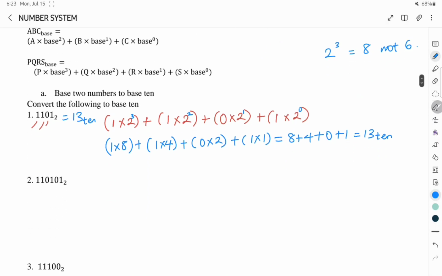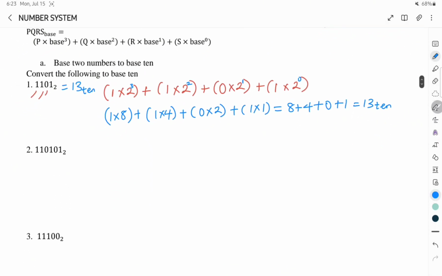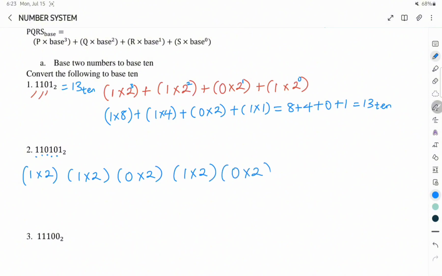In the second example here, let's start with the first digit. We open a bracket: 1 times 2, then the next digit, 1 times 2. The next digit is 0, 0 times 2. The next digit is 1, 1 times 2. The next digit is 0, 0 times 2. And the last digit is 1, 1 times 2. Then we insert a plus sign: plus, plus, plus, plus, and plus.